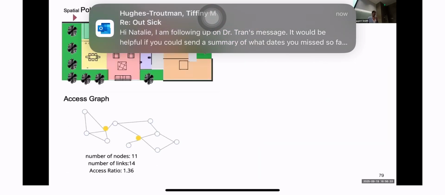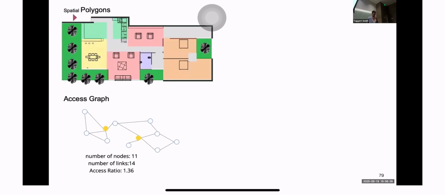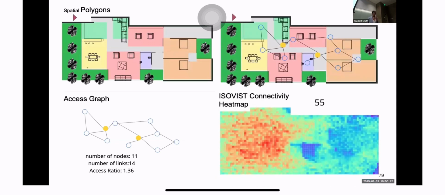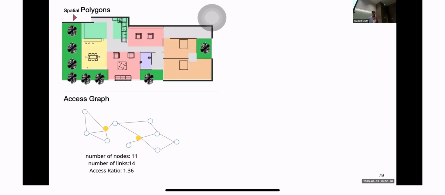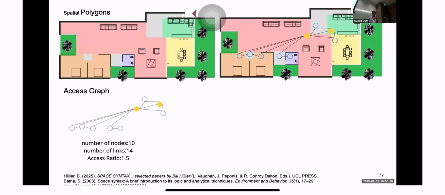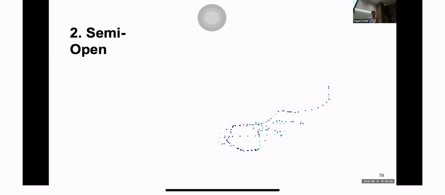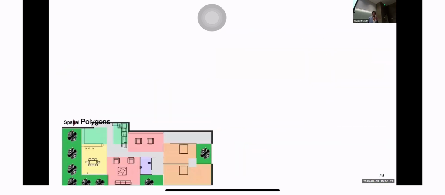Spatial polygons, axis graph with an axis ratio lower than the open environment, which is 1.36. And then we mapped them, and the isovist connectivity heat map gives 55. In the previous one, the isovist connectivity median is 57, and here we have it at 55.